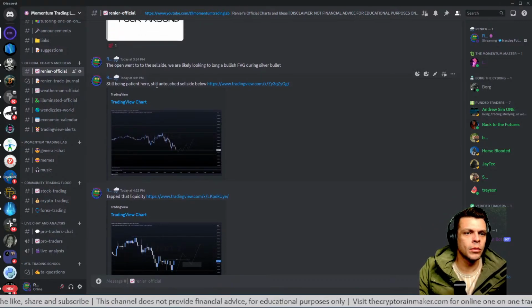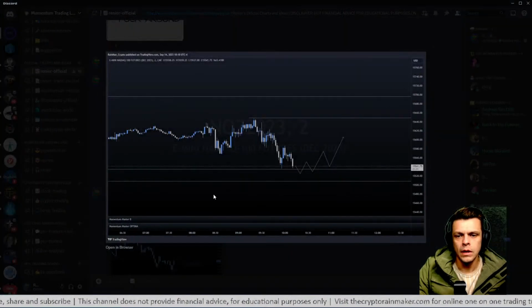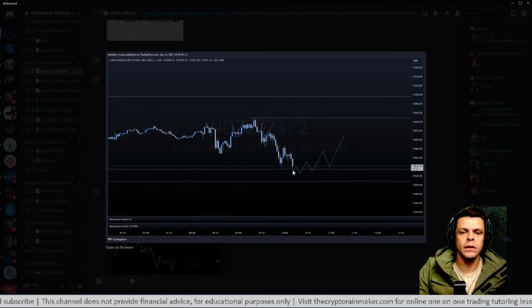And then I said still being patient. Yes, still untouched sell side liquidity below. So there was a liquidity pool on the 1 hour, which was this line. And I'll show exactly how I found that line. So I was kind of anticipating price action to tap into this area and then displace to the upside, taking out the most recent lower high, giving us that bullish market structure shift.